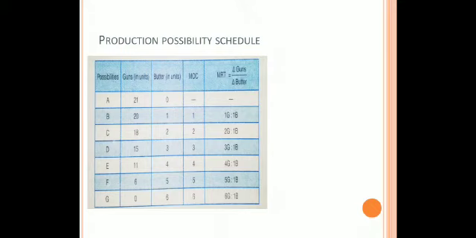Now here is the marginal opportunity cost of the several possibilities of these two goods. In the first, there is nothing. In the second, marginal opportunity cost is 1. In C it is 2, in D 3, in E 4, in F 5, and in G 6. Students, MRT can be calculated by change in guns upon change in butter, which means 1 upon 1 is 1, 2 upon 1 equals 2, 3 upon 1 equals 3, 4 upon 1 equals 4, 5 upon 1 equals 5, and 6 upon 1 equals 6. These are the several possibilities to be seen here.